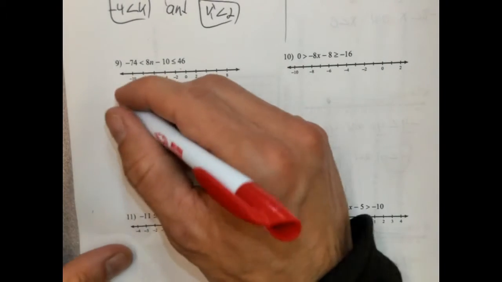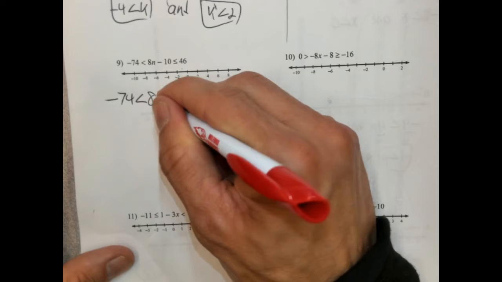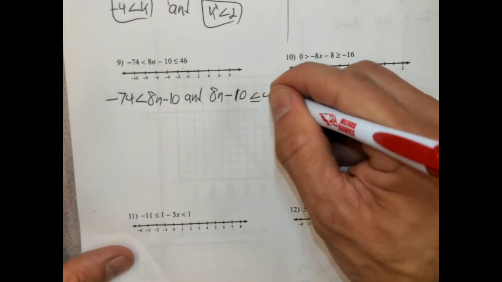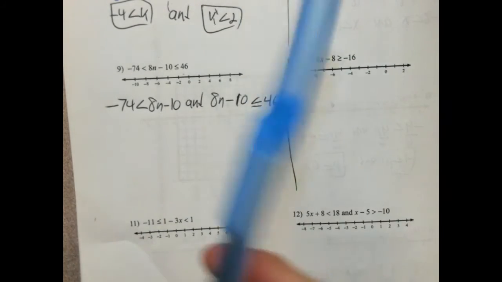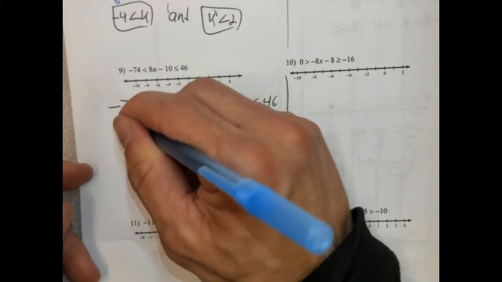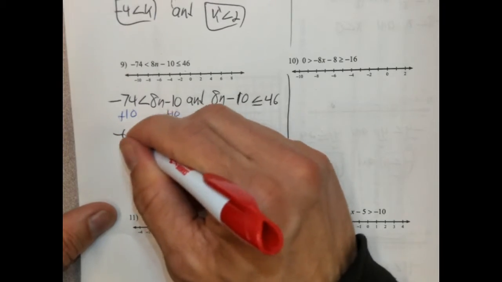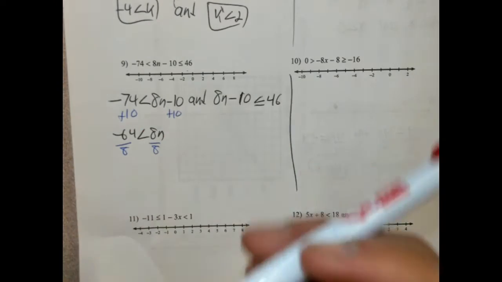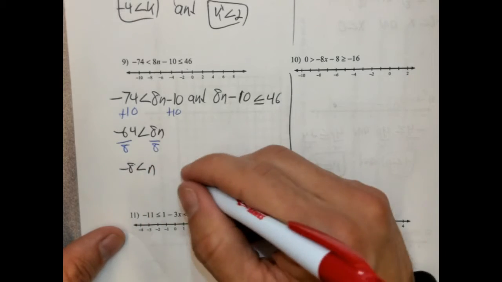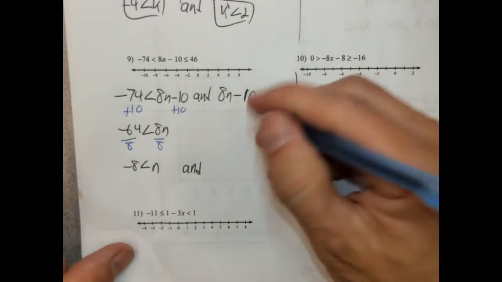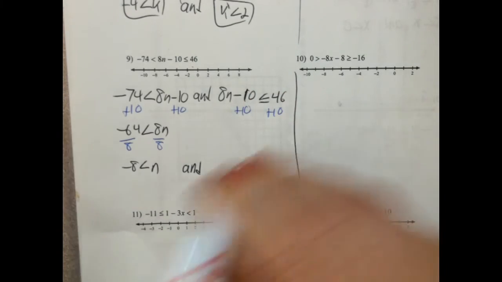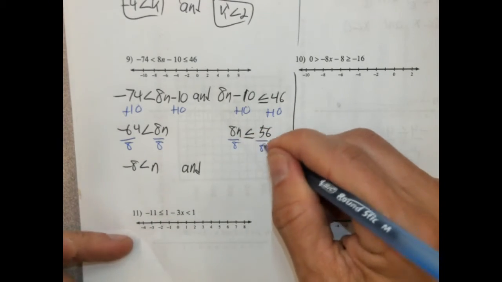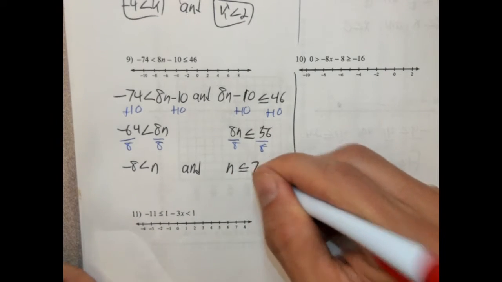Okay, let's try this one. -74 is less than 8n minus 10, and 8n minus 10 is less than or equal to 46. We're going to add 10 to both sides. Negative 64 is less than 8n. We're going to divide both sides by 8. Negative 64 divided by 8 is negative 8, is less than n. And we're going to add 10 to both sides. And 8n is less than or equal to 56. And we're going to divide both sides by 8. And n is less than or equal to 7.